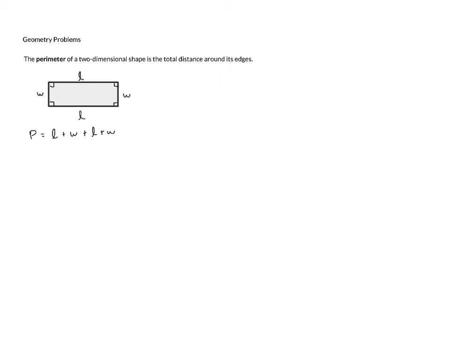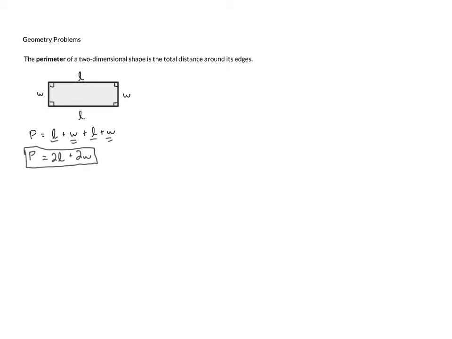We can write this more simply by combining like terms. L plus L is 2L, and W plus W is 2W. So we have P equals 2L plus 2W, and this is the formula for the perimeter of a rectangle. We're going to be using this whenever we do word problems involving perimeters of rectangles. We're going to do one problem in this video, and then you can look at as many more as you like in the videos linked below.